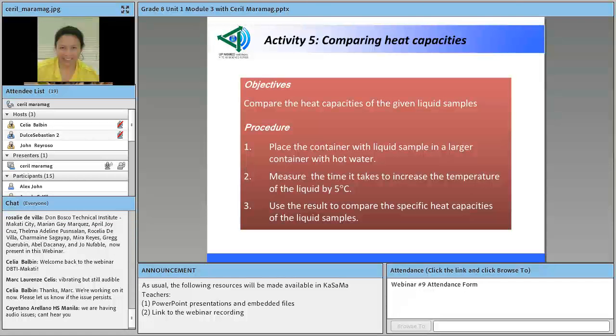Since the students will expose the liquid samples to the same condition, I mean, they heat them up using the same amount of hot water from the same source, then they must realize that the liquid that requires the longest time to increase in temperature by, let's say, 5 degrees Celsius absorbs the greatest amount of heat. Siyempre, kung alin yung mas matagal na na-exposed, siya yung mas maraming na-absorb na energy.